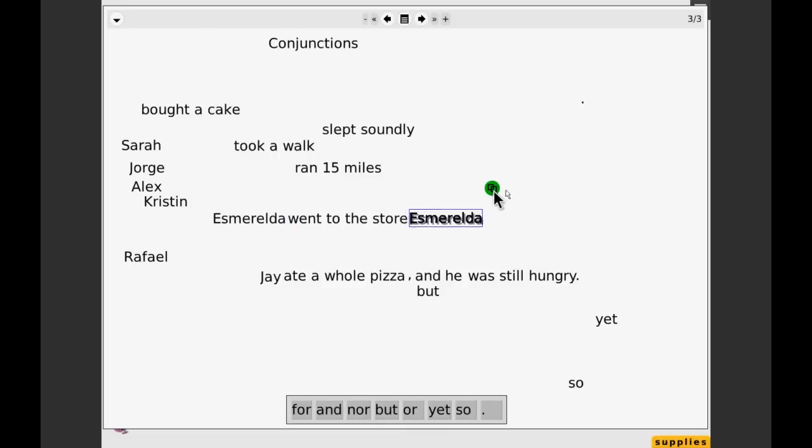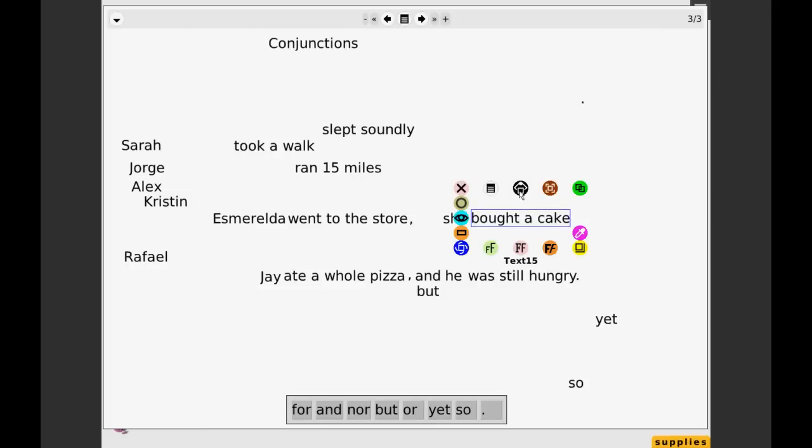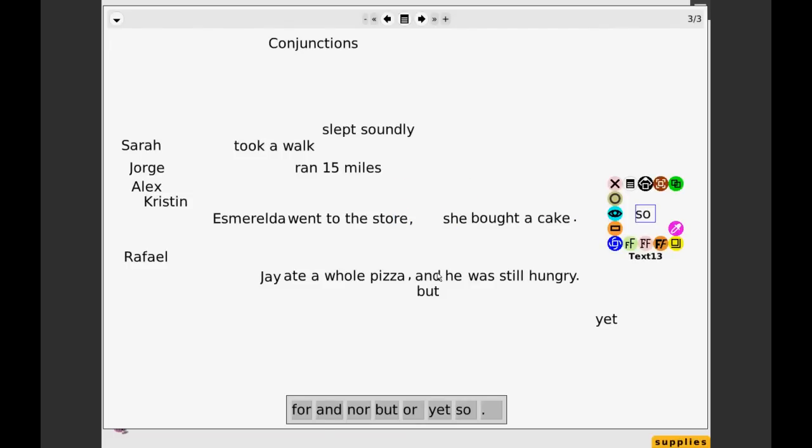And let's repeat Esmeralda, because she's still our actress. But we're going to change it to she. We're going to have a little space here. She bought a cake. And then we're going to put our period. So we need to think about which of these words, for, and, nor, but, or, yet, so, is going to work out best. We could try so. Esmeralda went to the store, so she bought a cake. This would only make sense if by some legislation you were required to purchase cakes at the store. So that maybe doesn't work.